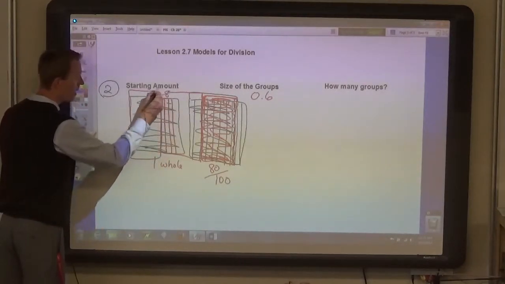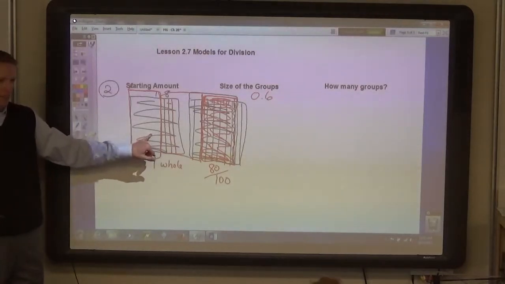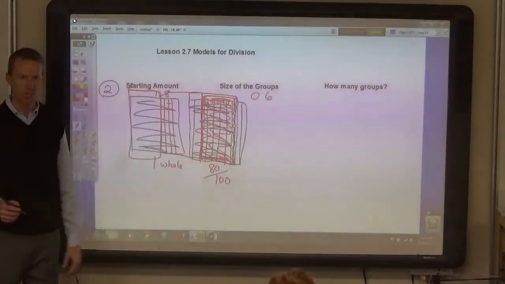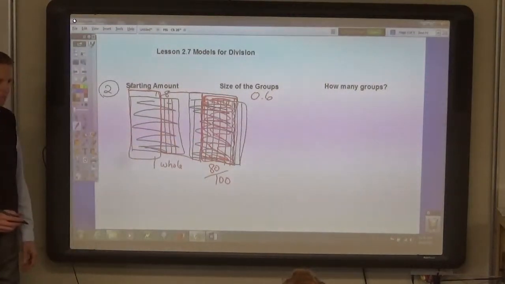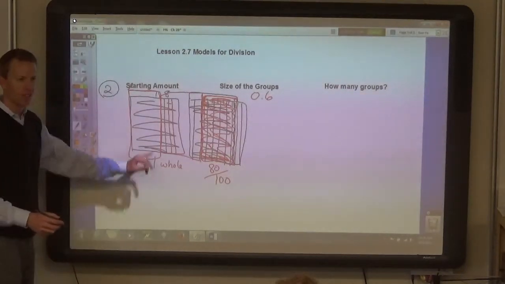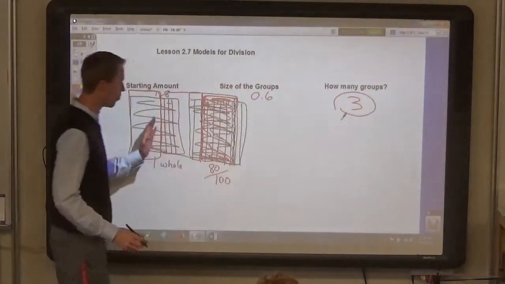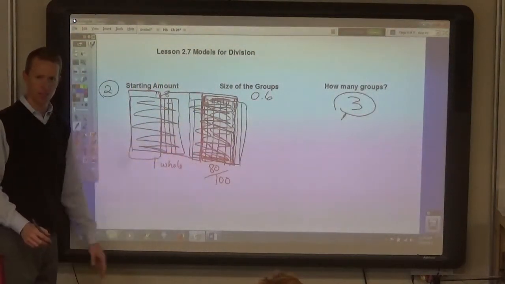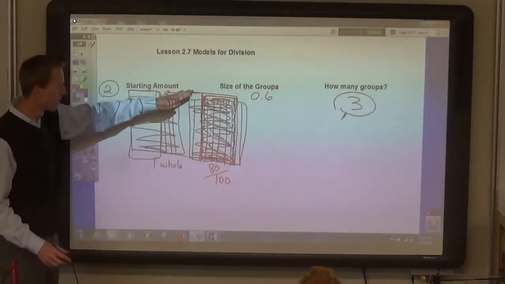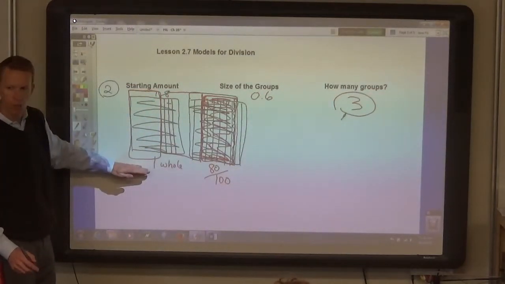So again, we made how many groups? 1, 2, 3. 3 groups. Okay? We were able to start with 1 whole and 8/10 and divide, take away 6/10, 6/10, 6/10, and make 3 groups.